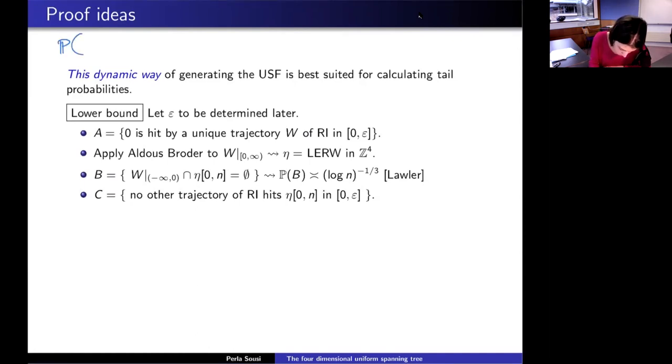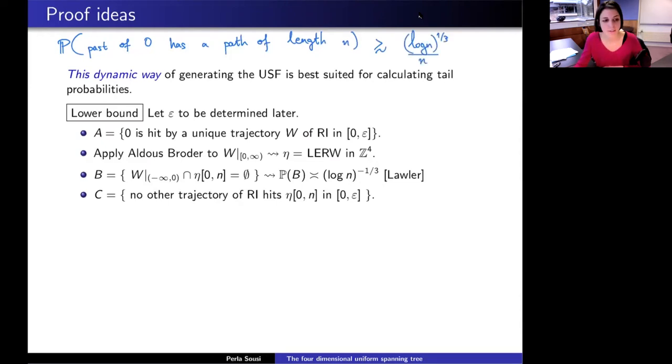So we want to show that the probability that the past of 0 has a path of length n is at least (log n)^(1/3) divided by n. This is our goal. That's the first statement of the theorem, and this is just the lower bound.